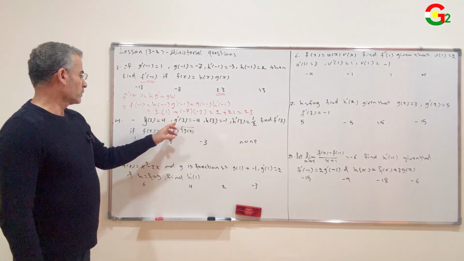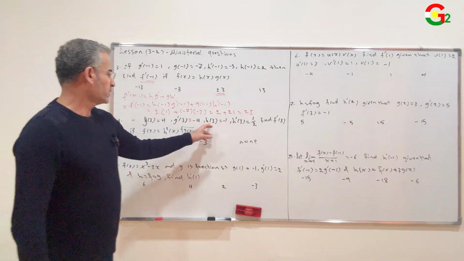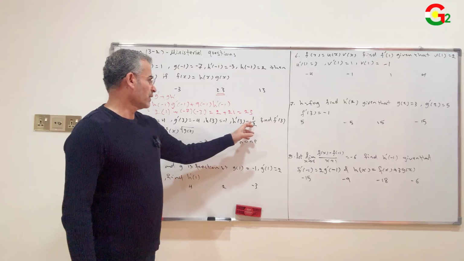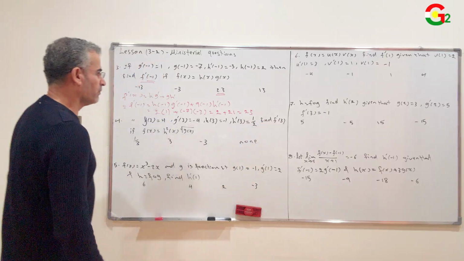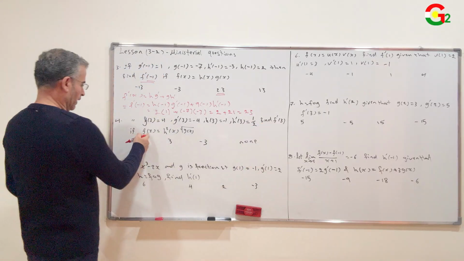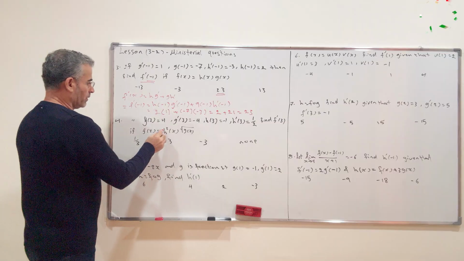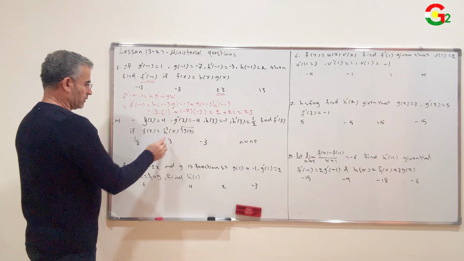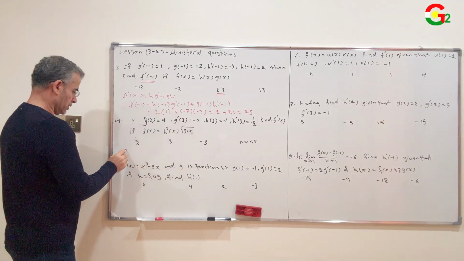Question number 4. g of 3 is 4, g prime of 3 is negative 4, h of 3 is negative 1, h prime of 3 is 1 half. Find f prime of 3, where f of x equals h squared times square root of g.